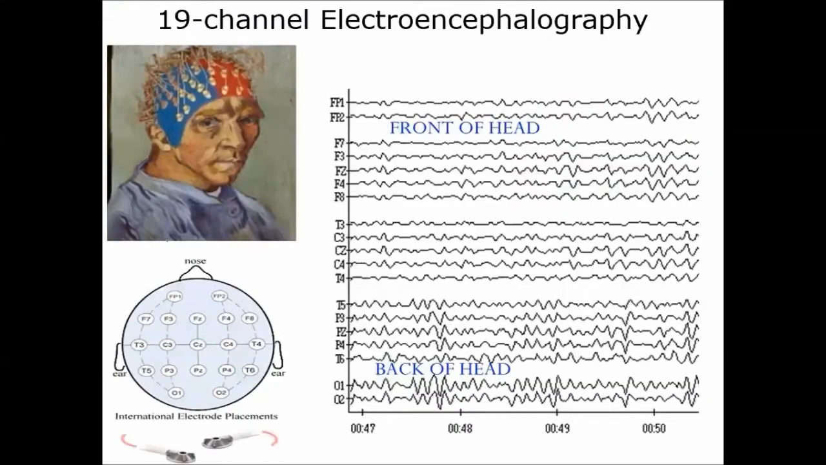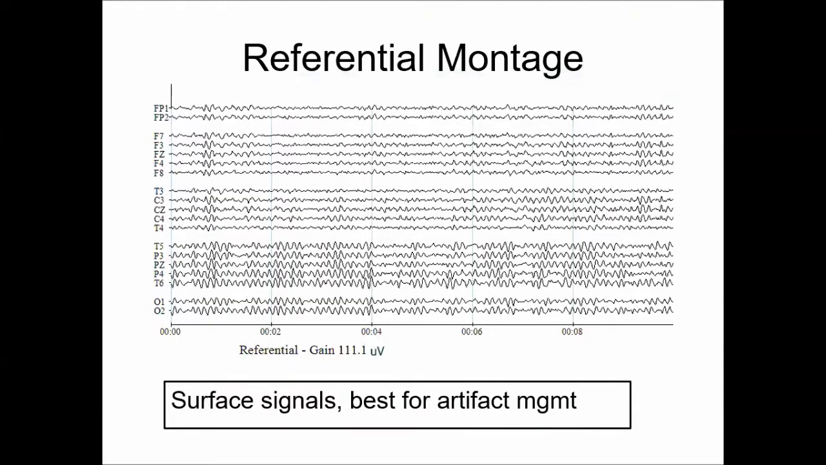But okay, so we're going to be recording from 19 sites on the head. And we're going to start off with the referential montage, which is great for detecting artifact. It has to be all cerebral energy in the EEG signal. We want to remove eye blinks, muscle tension, any kind of artifact. And the best way to deal with it, so you can easily see it in referential. That's what's great about referential. You can see the artifacts easily.